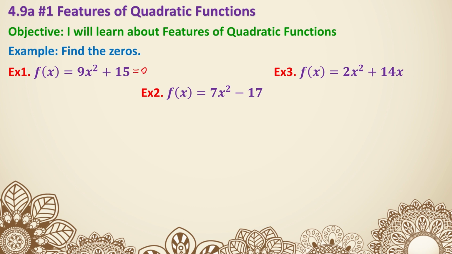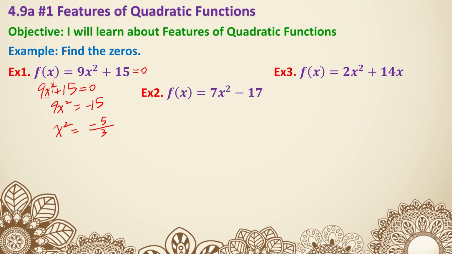And then we are going to solve it. 9x squared plus 15 equal to 0. You see, x squared is very easy to isolate. We don't have a term bx. We don't have just the x. So subtract the 15 over. We got 9x squared equals negative 15. Then divide both sides by 9. We got x squared equals negative 5 over 3. Negative 15 over 9 simplifies to negative 5 over 3.